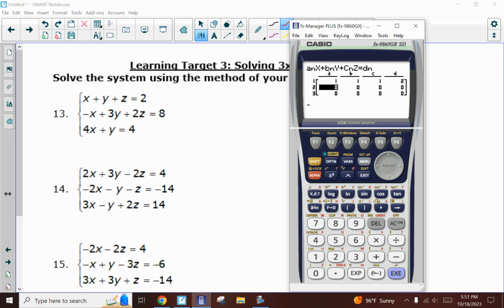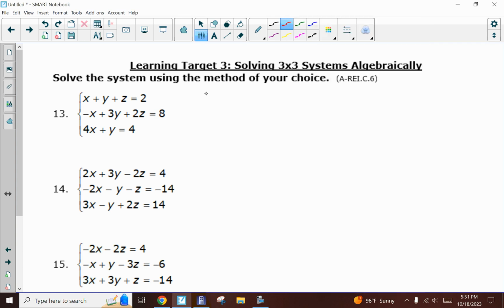The next one has a negative 1 in front of the x, a positive 3 in front of the y, and then a positive 2 in front of the z, and then we have an 8 as the answer. Now you have to be careful on this one because this next one's missing a letter. There's a 4 in front of the x, a 1 in front of the y, and z is missing. So I need to make that a 0, and then I put a 4. Then I hit execute, and it tells me that the answer is 0, 4, negative 2.